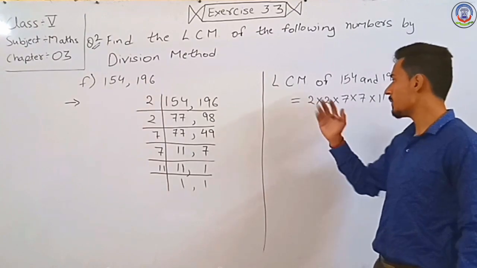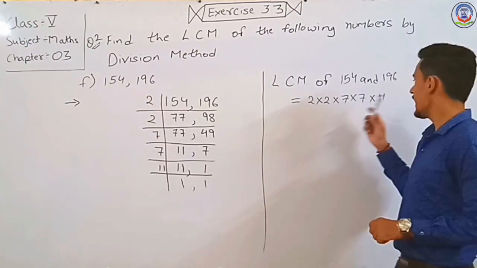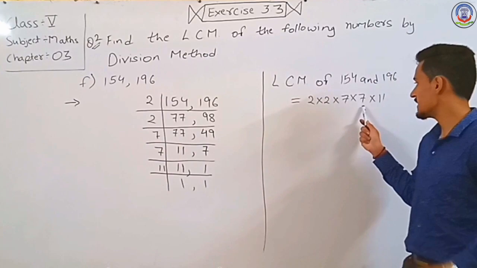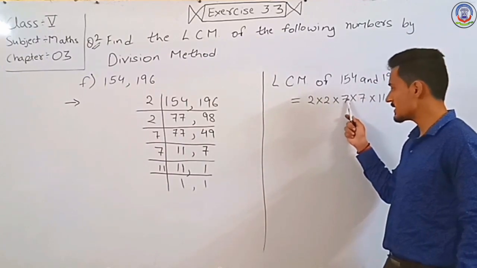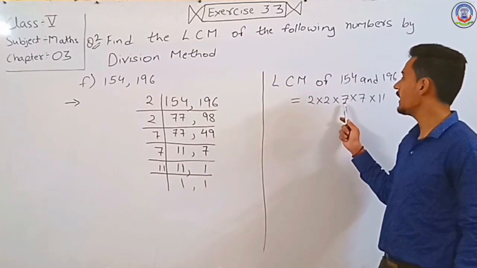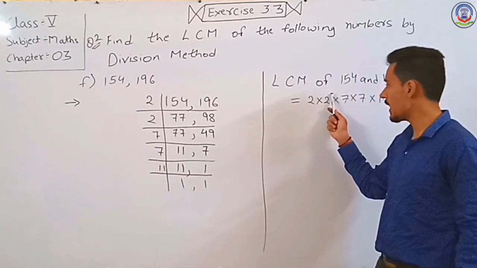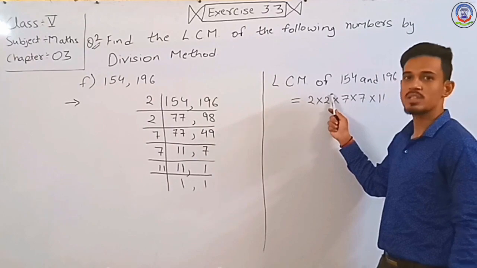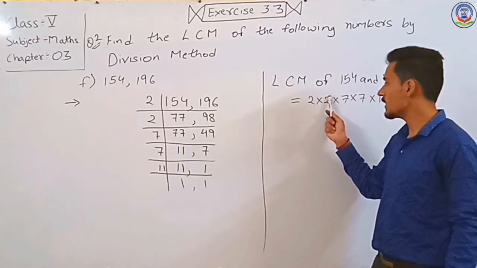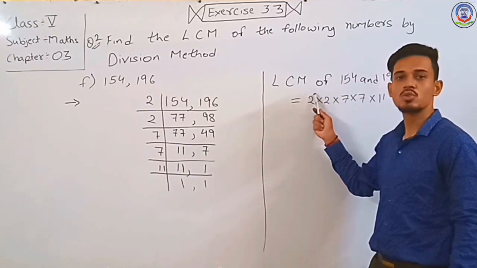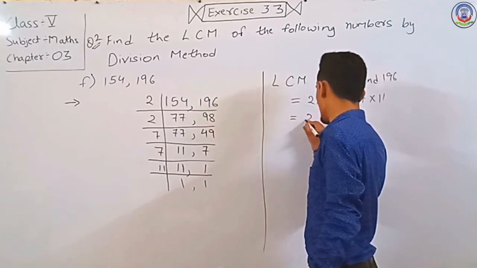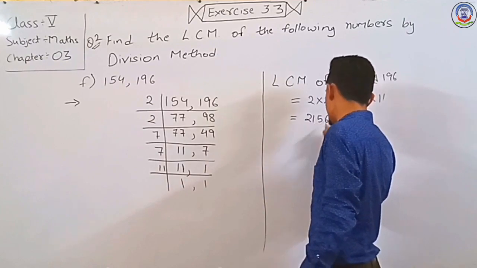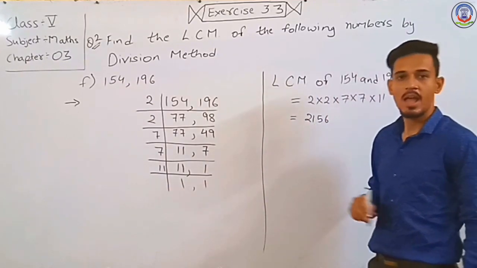Now we have to multiply all these numbers. 11 sevens are 77. 77 multiplied by 7 is 539. 539 multiplied by 2 is 1078. And 1078 multiplied by 2 is 2156. So we write here 2156. That is our LCM.